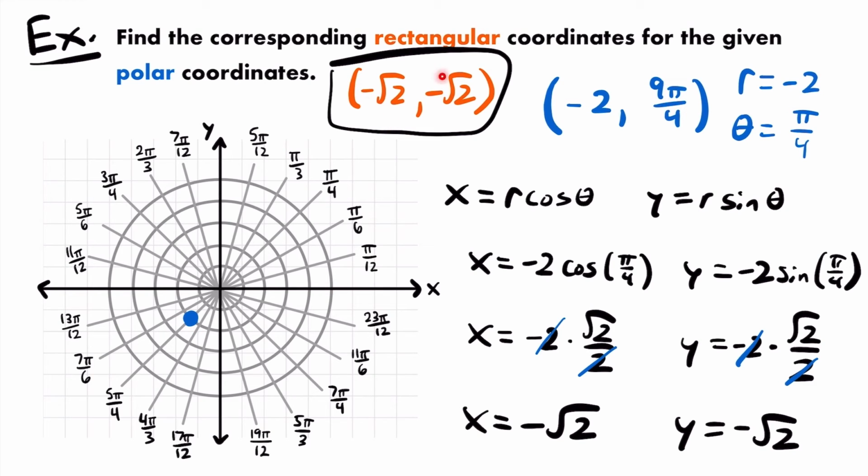All right, so this pair of rectangular coordinates represents the same point as these polar coordinates, so this is the correct answer to this problem. All right, so this was the last example of finding rectangular coordinates from polar coordinates, but now we're going to reverse this process and convert from rectangular coordinates to polar coordinates.